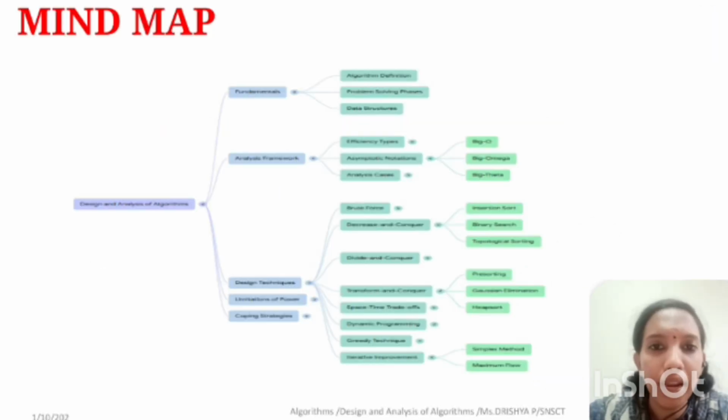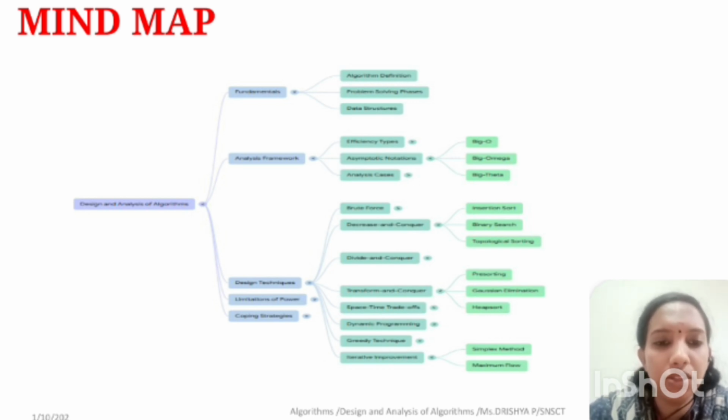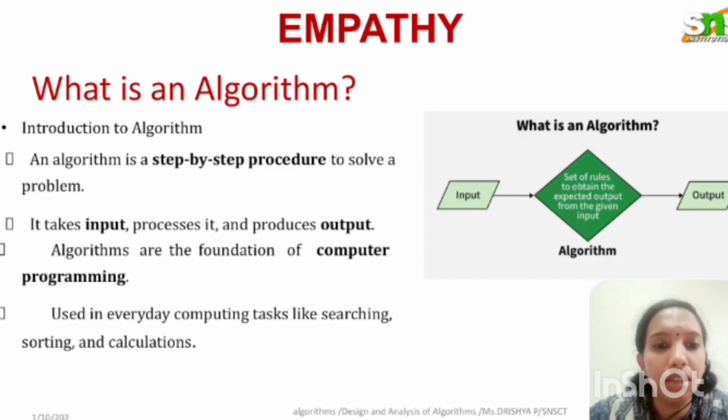This is the mind map of our DAA subject, with all things about design analysis of algorithm from the starting chapter, unit one, to the fifth unit. So today we are discussing the basics, or the introduction, of the design analysis of algorithm. First one is, what is an algorithm?